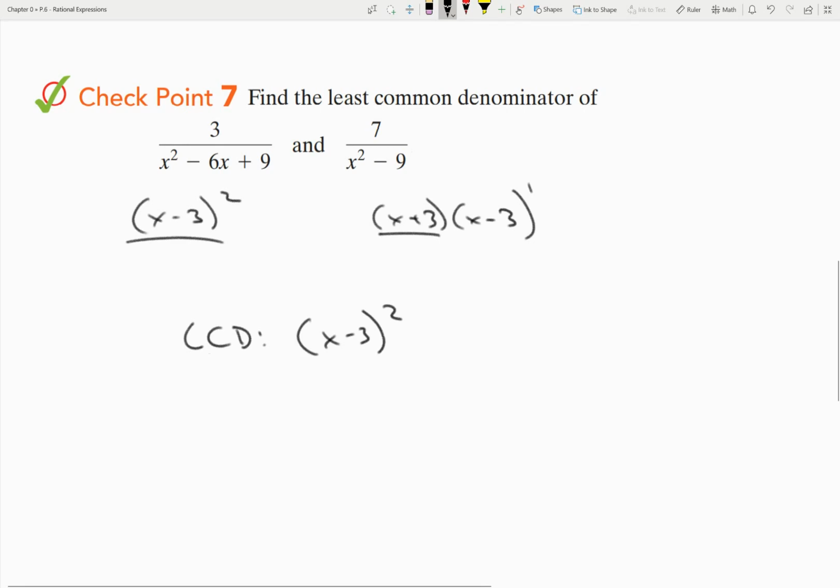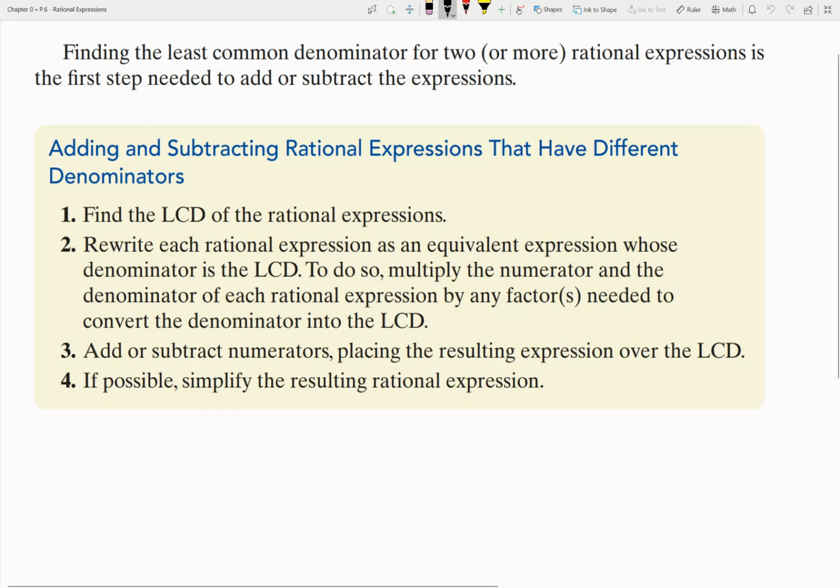And also anything that's not listed in the first expression. We don't need another one. You don't need to make this cubed. You could, but then it's not the least common denominator anymore. And that'll make the problem a little more difficult. So when you find the least common denominator for 2 or more rational expressions, this is the first step that you need to do to add or subtract the expressions.